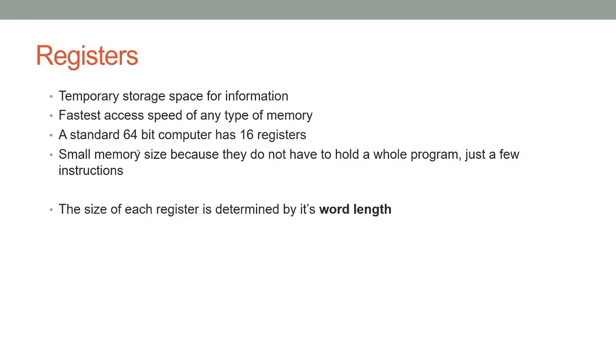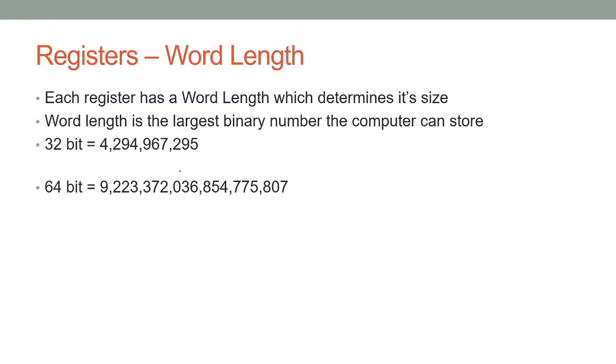A standard computer, so 64 bits, kind of the standard now, has 16 of them, and they don't have a large size to hold data, but it's just because they're only holding a few instructions. Saying that, its size is determined by something called its word length, and although I've just said it's not a very large piece of data, it doesn't look like that when you see the next slide. So the word length is the largest number a computer can store in its registers.